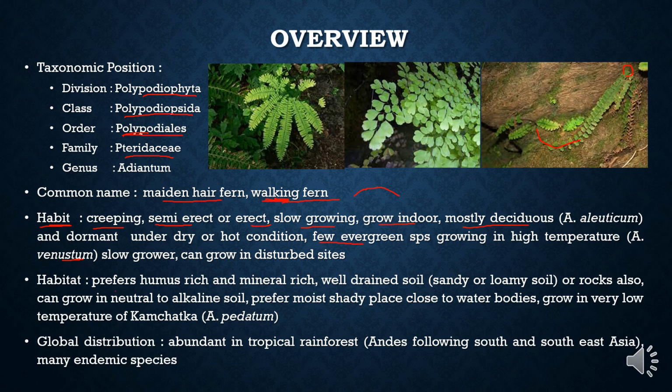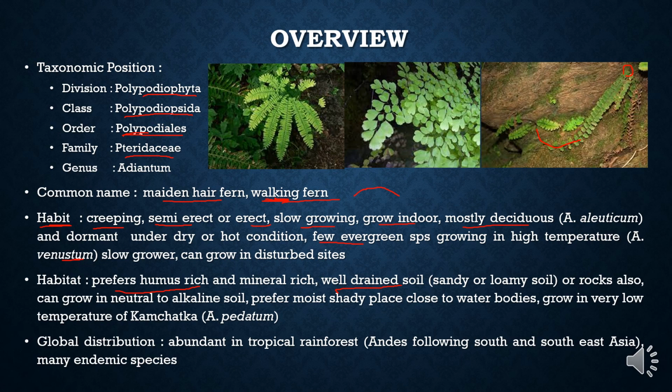Adiantum, its habitat is, it prefers high humus soil, high mineral soil, but the soil should be well drained. Why? Because if the soil is not well drained, then Adiantum suffers from various fungal infections, especially botrytis, which is very common in Adiantum growing under greenhouse or nursery conditions, where it gets a high frequency of watering by the nursery growers.